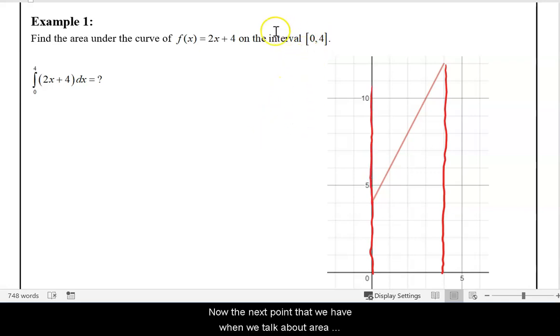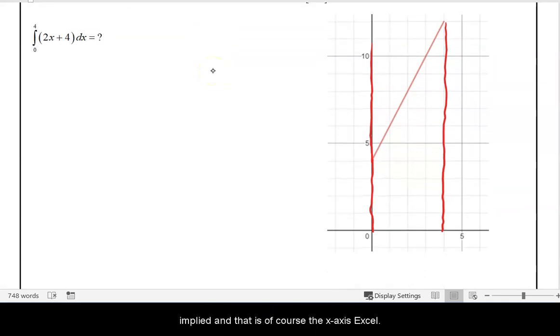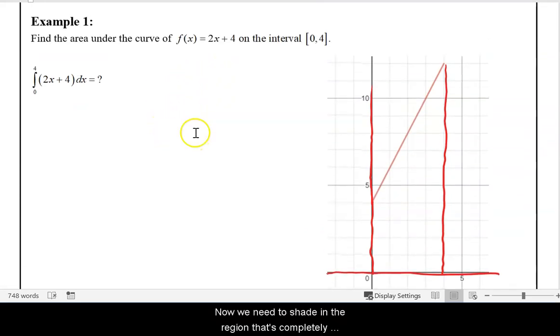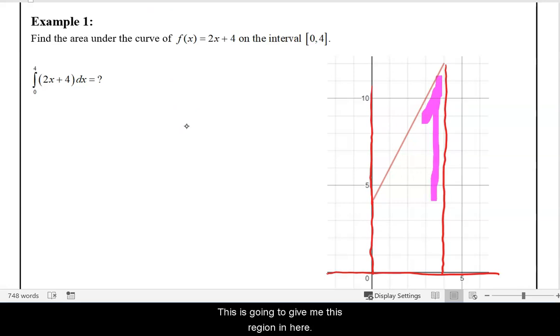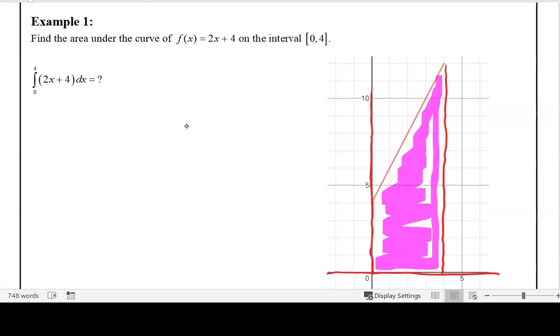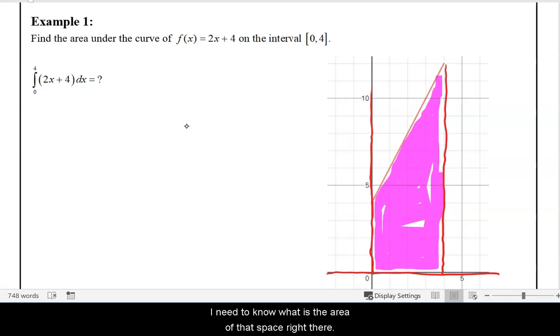Now, the next point that we have when we talk about area under a curve is always implied. It's not stated, but it's implied. And that is, of course, the x-axis itself, y equals 0. Now we need to shade in the region that's completely trapped by those 4 different curves. This is going to give me this region in here. If I were to color this in, I need to know what is the area of that space right there.